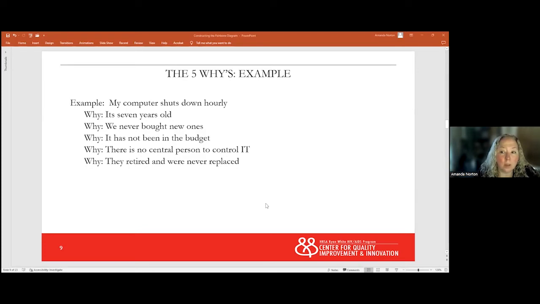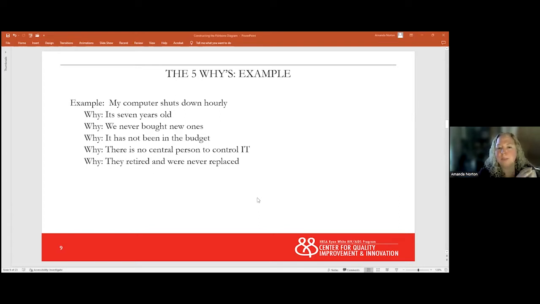So what comes next? Well, why didn't we buy new ones? Because it's not in the budget. And why has it never been brought up or put in the budget? It's because we don't have a central person that's in control of IT. We don't have an IT person. And why don't we have an IT person? Because they retired and we never did anything about it.